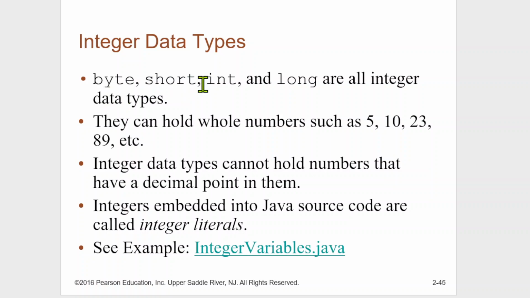Integer data types, byte, short, int, and long, are all integers. They can hold whole numbers. Integer data types cannot hold numbers that have a decimal point. Integers embedded into the Java source code are called integer literals.